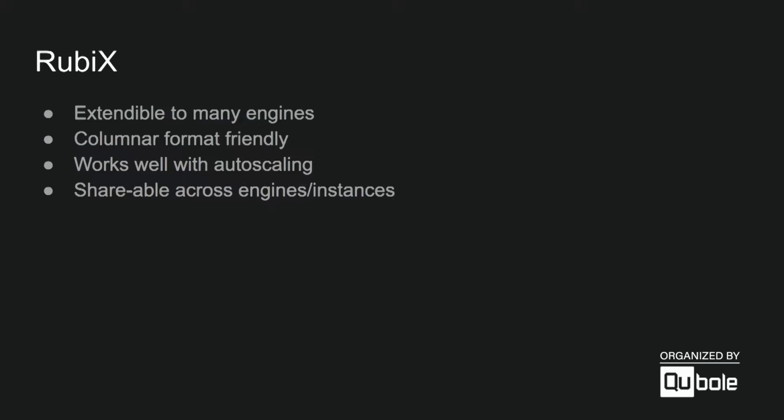So what were the goals and basically the objectives that we achieved via Rubik's? First one was that it has to be extensible to multiple engines, because at Qbol we support Hive, Spark, Presto, mainly as the open source engines. So the Rubik's cache that we developed had to work with all of these. The second one is, since most of the data is stored in columnar format, the data that we cache has to be in a certain format so that columnar formats are benefited.